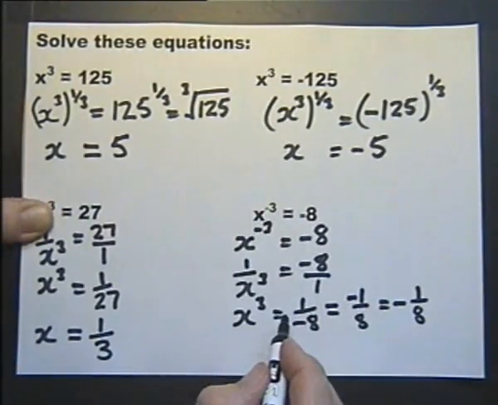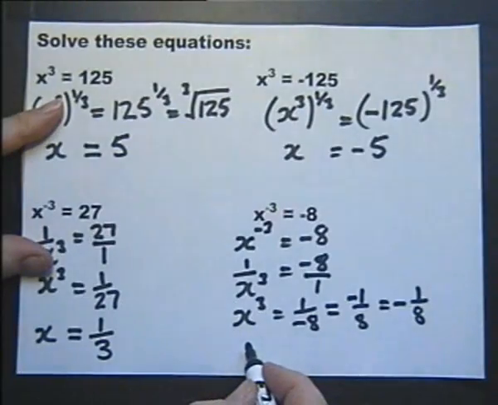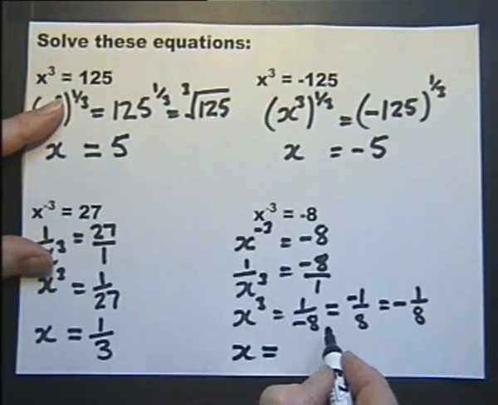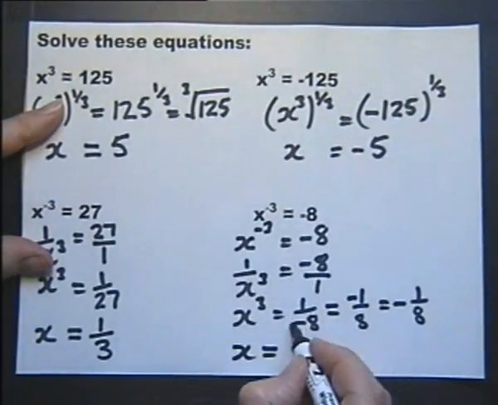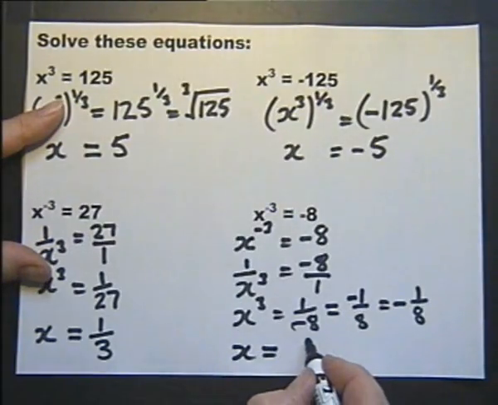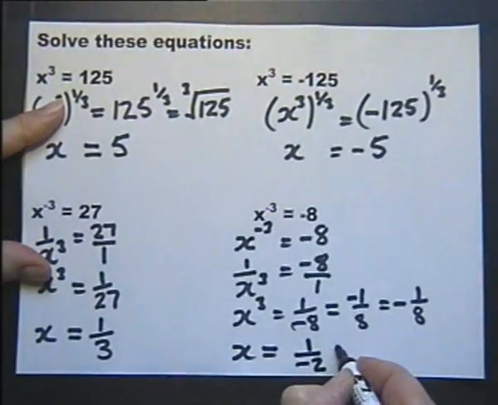Now let's cube root both sides. The cube root of x cubed is x, and if we cube root the minus 8, we'll get minus 2, so the answer is minus a half.